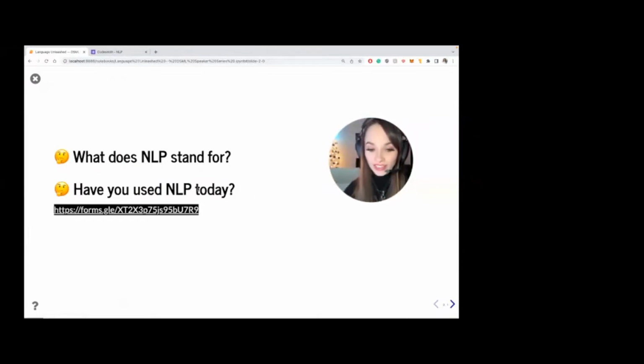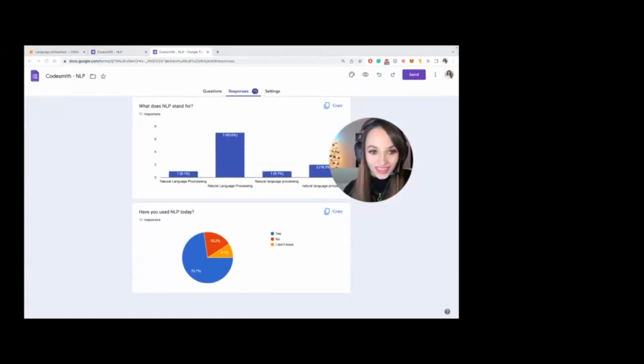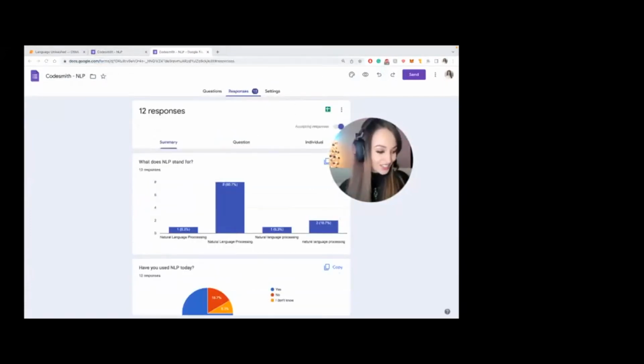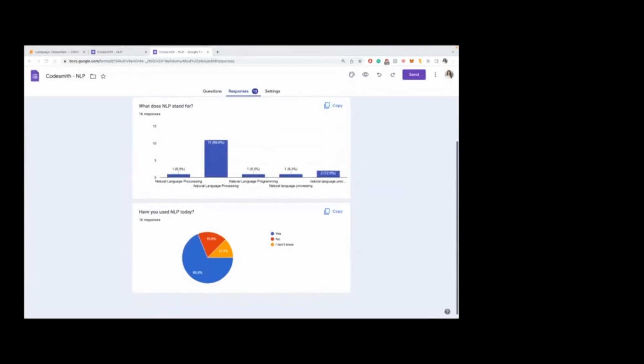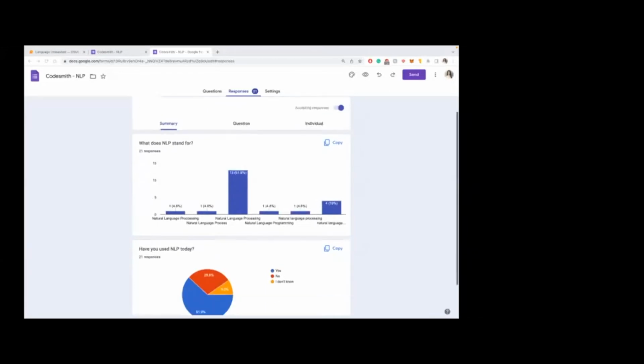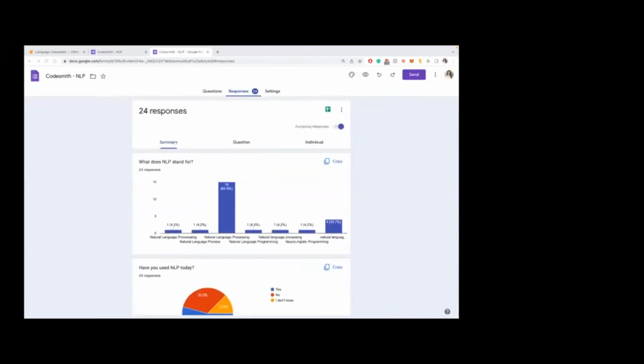So I want to ask you, what does NLP stand for? I think we already gave you spoilers for that. And I also want to ask if you have used NLP today. So, natural language processing. Google clearly needs a better tokenizer because this should have been a single response, but that's awesome. All of you get an A plus. And then, have you used NLP today? We have 68% of people saying yes, 25% said no, and then 9%, well, the percentages are changing, but you are seeing it, says, I don't know.